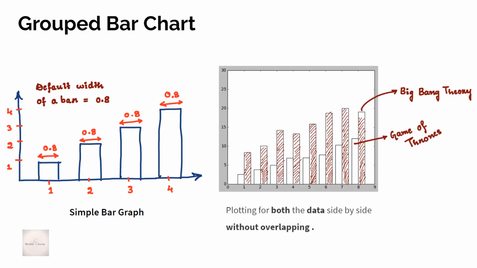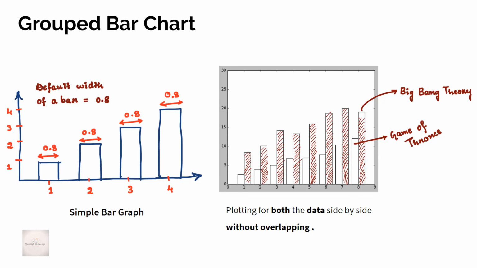This is the result we are expecting: two different bars for two different data, side by side. Why? Because here we are comparing the viewership data for respective seasons. So it should look this way, but here we are not getting the desired output. Correct, right? Now to get the output this way, we can do one simple thing.